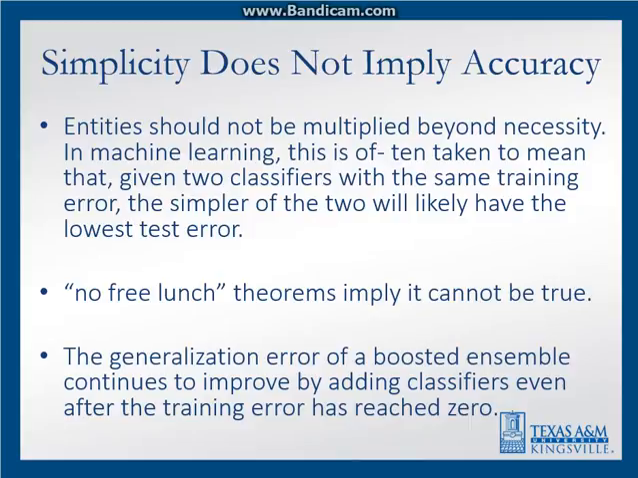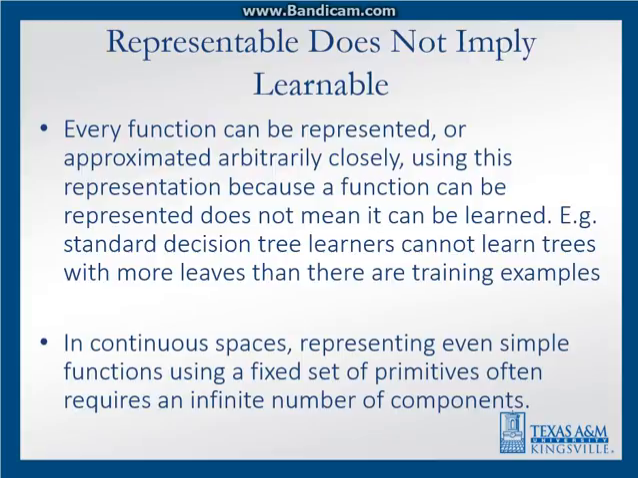Simplicity does not imply accuracy. Entities should not be multiplied beyond necessity. In machine learning, this is often taken to mean that given two classifiers with the same training error, the simpler of the two will likely have the lowest test error. It means no free lunch. Theorems imply it cannot be true. The generalization error of a boosted ensemble continues to improve by adding classifiers even after the training error has reached zero.